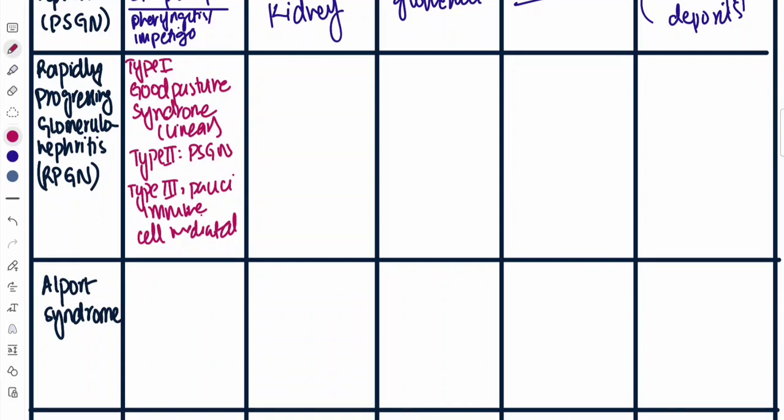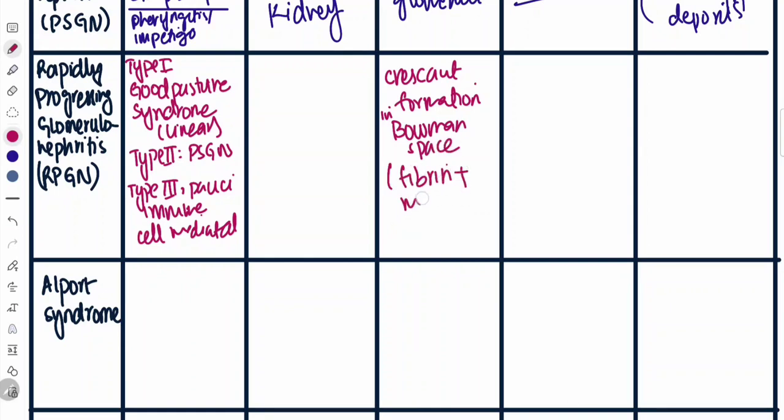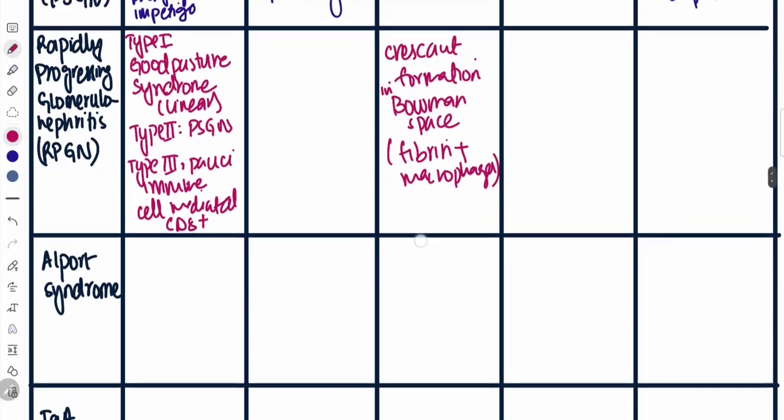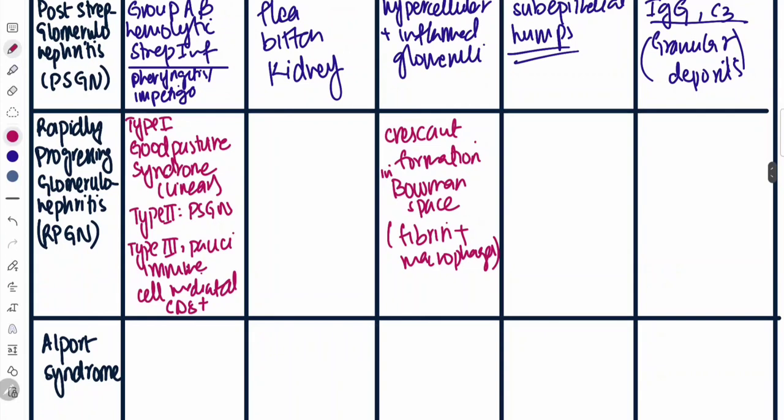What are you gonna find on LM? You're gonna find crescent formation in Bowman space. Important. Why do you find this? What is it made of? It's made of fibrin plus macrophages. I told you, either it is autoimmune, or it is caused by the strep bacteria, or it's pauci-immune, cell mediated by CD8 types of cells. CD8 cell mediated damage.